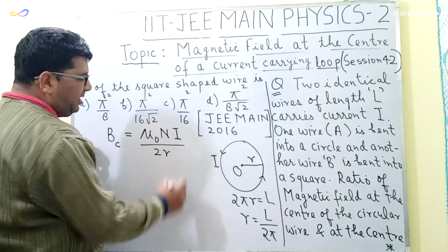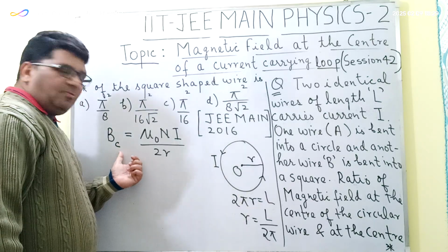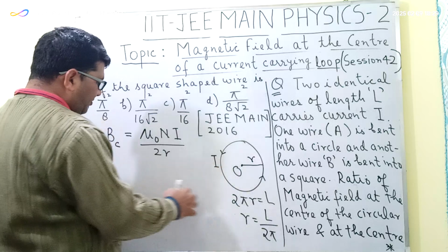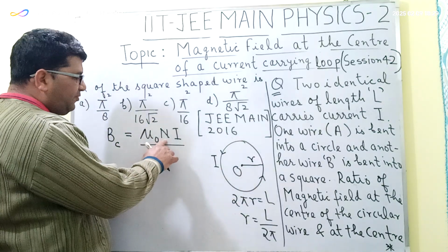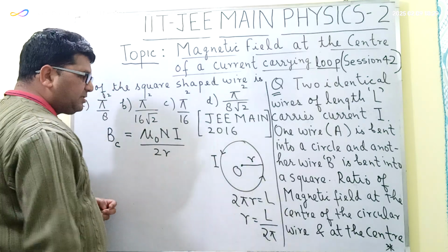Now this is the formula for calculating the value of the magnetic field at the center of a current carrying circular wire, where R is the radius of this circular wire, N is the number of turns, so in this case it will be equal to 1, and I is the current which is flowing in this circular wire.